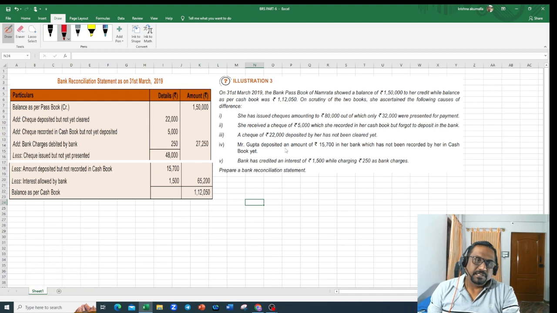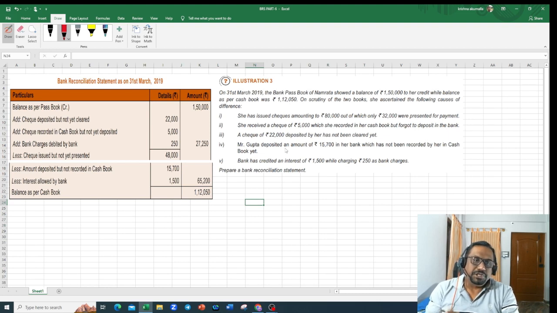Number one difference: she has issued checks amounting to 80,000 rupees. Total checks issued 80,000, out of which only 32,000 were presented for payment. Only 32 got presented. That means how many not presented? 48,000 worth of checks are not presented. That is the meaning of it.